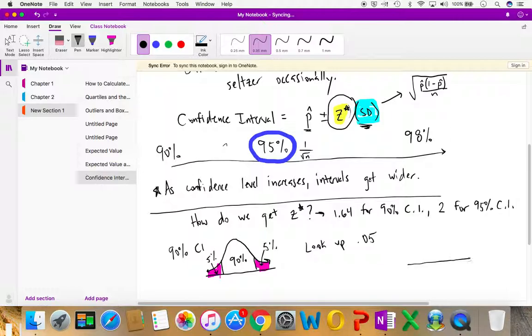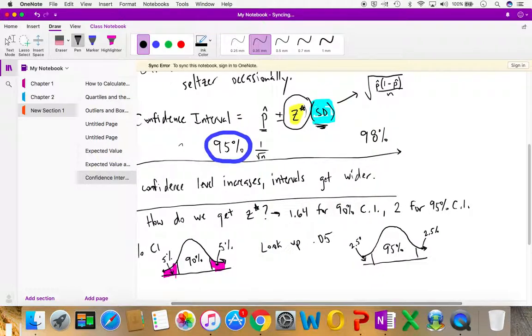If we did the same process for 95% confidence, here's, again, my normal curve, and we're going to make the 95% a little bit wider. So here's my 95%. The tails were 5% before, over here to the left. Now they're going to be 2.5%. So instead of looking up 0.05, in this one I'm going to look up 0.025, or as close to 0.025 as I can get. You're going to notice it's going to be pretty close to 2.